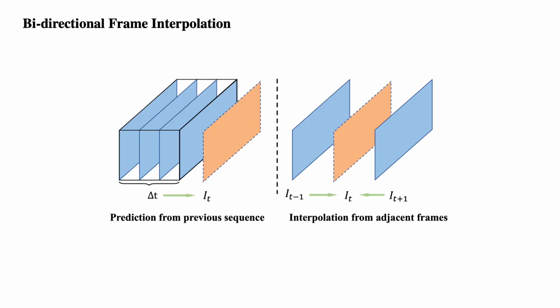To facilitate detection of abnormal appearance and motion patterns in videos, we propose the use of bidirectional frame interpolation as a novel paradigm for unsupervised video anomaly detection. Unlike existing anomaly detection approaches that synthesize the intermediate frame from neighboring sequences, our proposed method interpolates according to the adjacent frames.